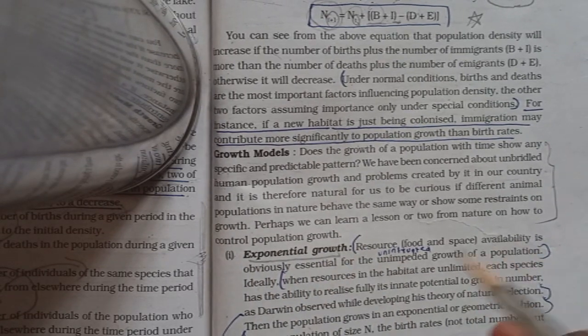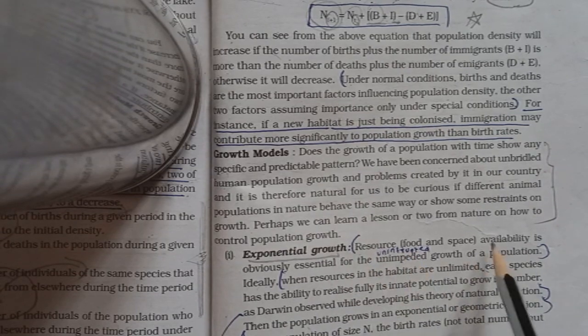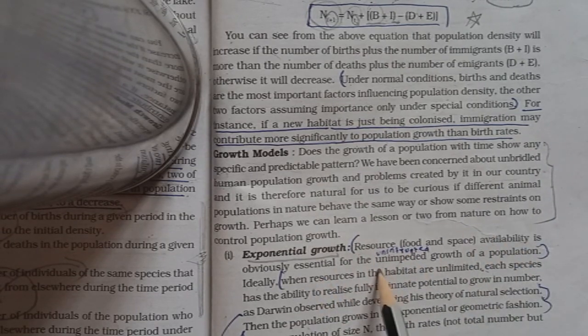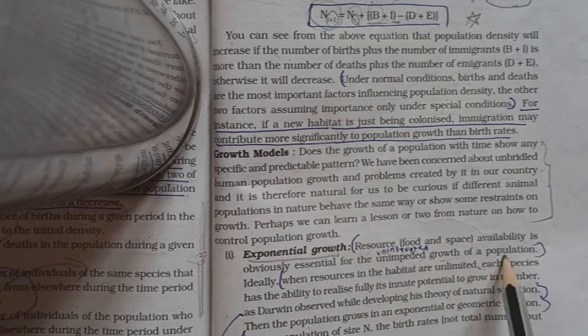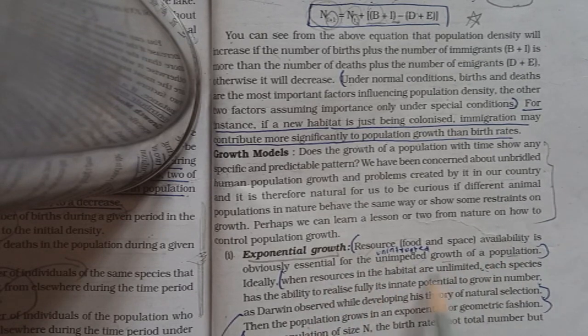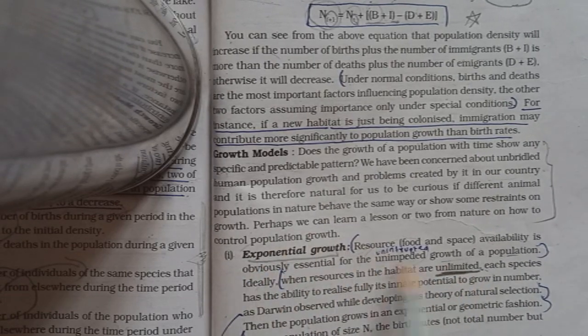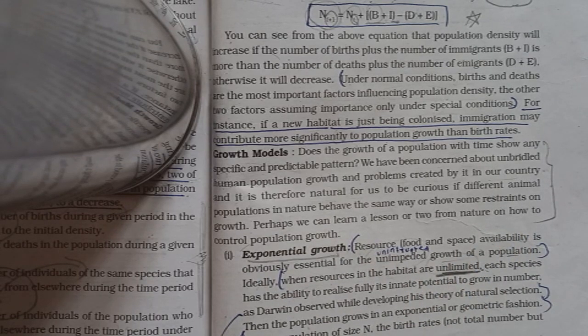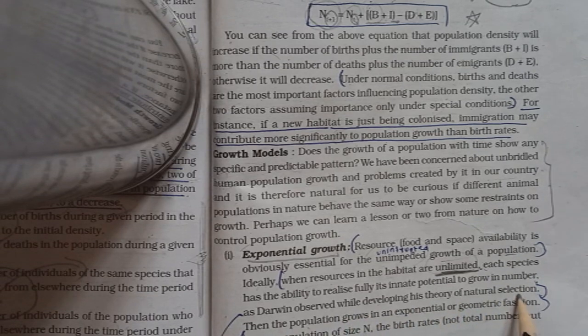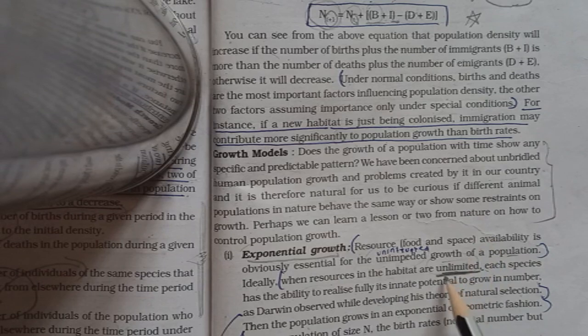What is exponential growth? Here the availability of resources is essential for the uninterrupted growth of a population. So when the resources are unlimited, this is the notable point in exponential growth. When the resources are unlimited, each species has the ability to realize fully its innate potential to grow in number. As Darwin observed while developing his theory of natural selection, he saw only unlimited food. Then the population grows in an exponential or geometric fashion.